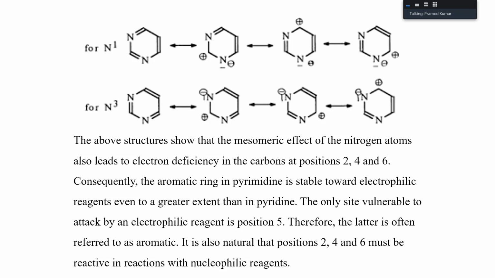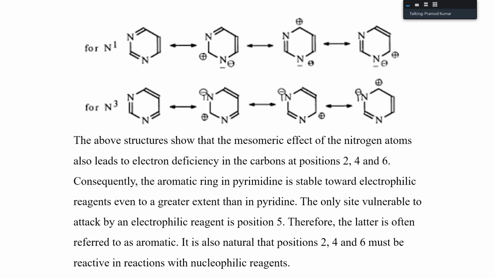If you start with nitrogen 1, the negative charge will be on the third nitrogen, and the positive charge will be revolving around the carbon atom. Similarly, when you take the first nitrogen and third nitrogen as the electron donor to the resonance, what you see is that the 2, 4, 6 positions are electron deficient.